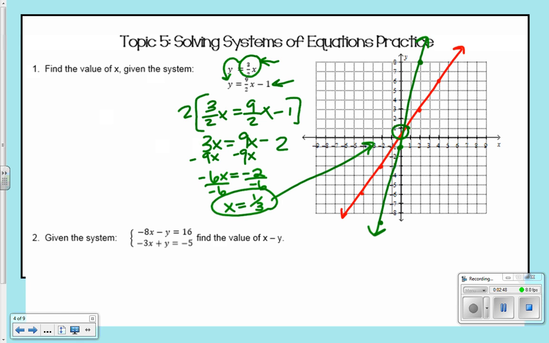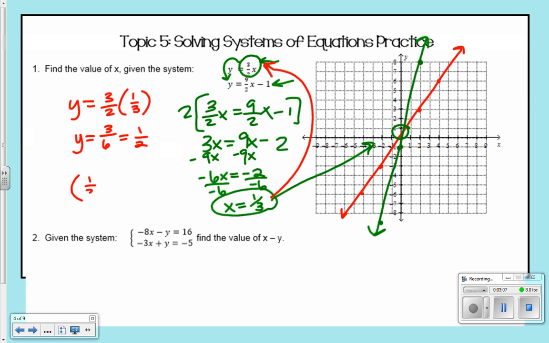Okay, so now to get y, I just have to plug that x back into one of my original equations. So I'm going to plug it back in to probably this first one. So y equals 3 halves times that third, okay? So y equals 3 over 6, which is a half. So that means my coordinate ended up being 1/3, 1/2. No wonder it was kind of hard for us to see.